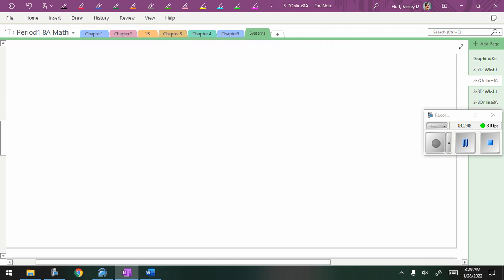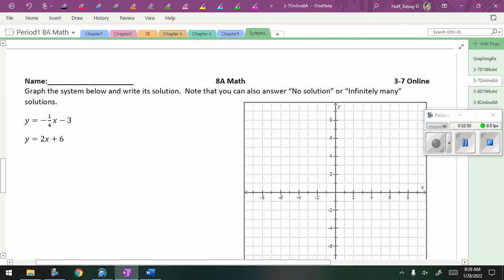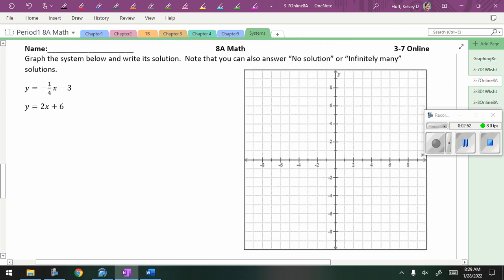Okay, flip it over. This is exactly what your homework looks like today. Graph the system below and write its solution. You may have to write no solution or infinitely many. Okay, so we take our first equation. What do I do? Very good. Y is by itself, so my slope is -1/4. My y-intercept is -3. So where do I start?